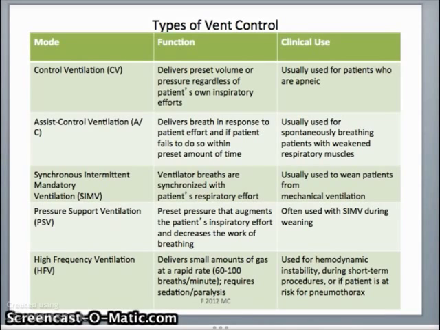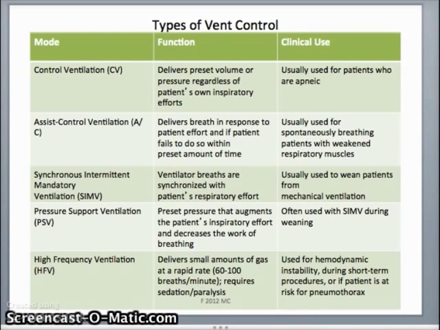In other words, if I have a patient who just takes a little teeny breath in, okay, it will still give them a preset amount of oxygen, okay? It does that for a patient whether it's a little baby breath or a great big effort that they make, okay? So assist control is usually used for people who are able to spontaneously breathe but have weakened muscles, okay?